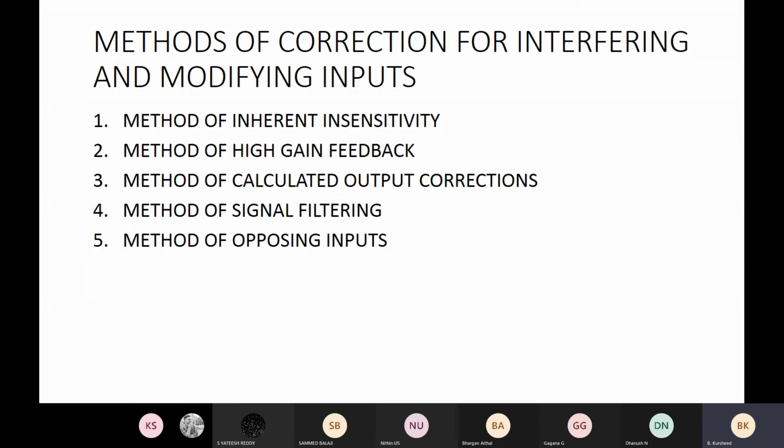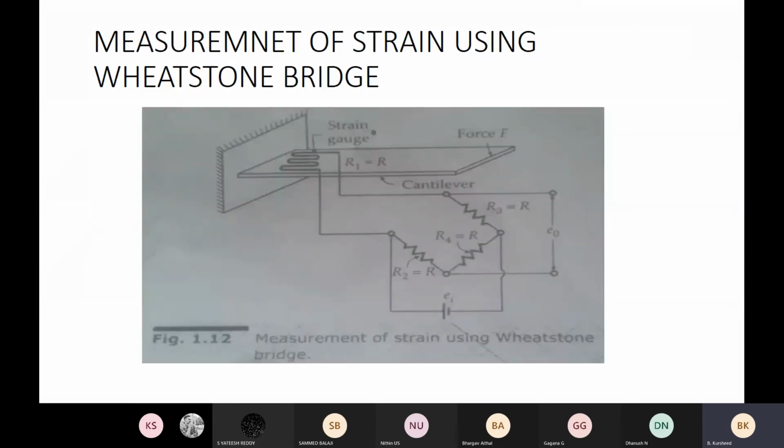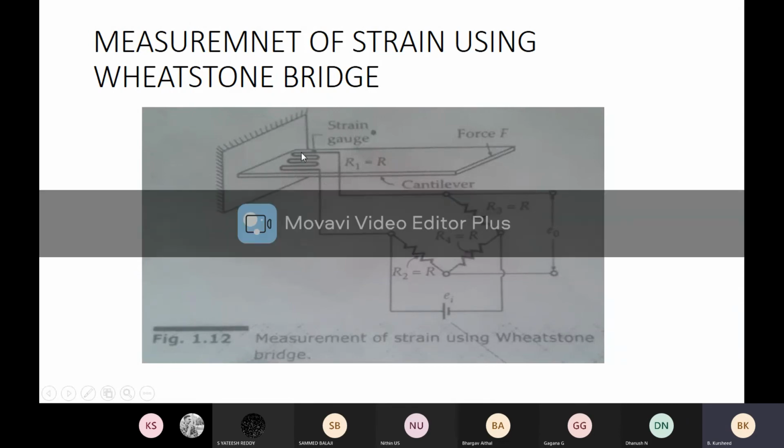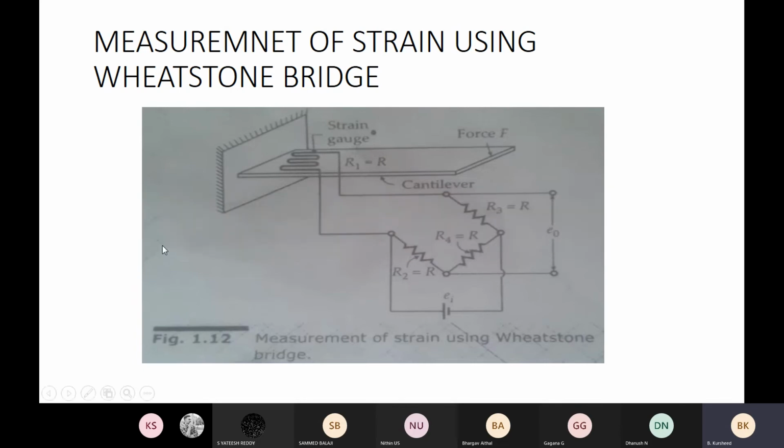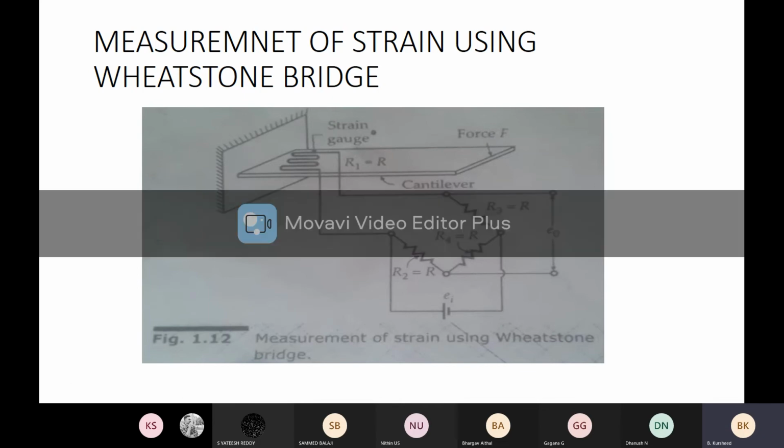When you come to a strain gauge, this material is very sensitive to temperature. If there is a change in the temperature, automatically the resistance offered by it will also change. The method to eliminate interfering temperature is to see to it that the material used for the strain gauge is not affected by the temperature.